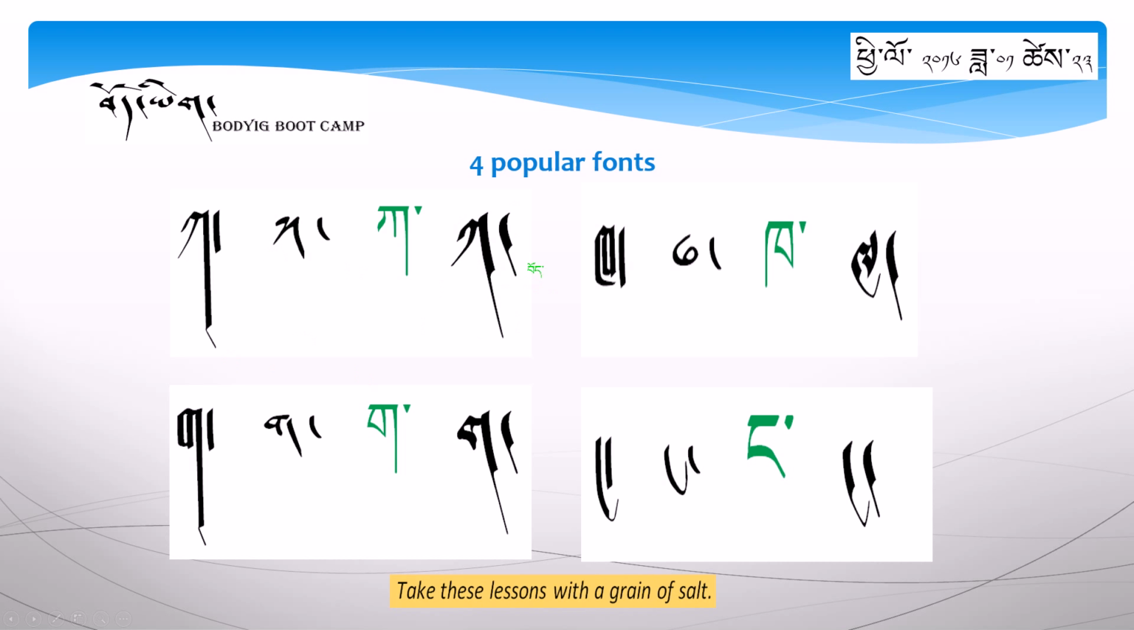And so basically it's the first 4 letters. So it's ka, kha, ga, nga, right? So it could be written in these 4 different ways, but most of the time you will see when you first learn the headless letters and the headed letters.